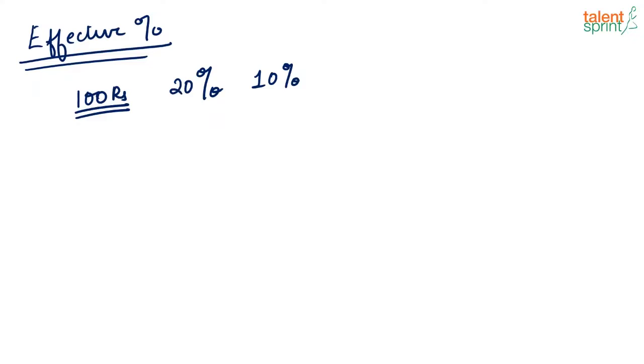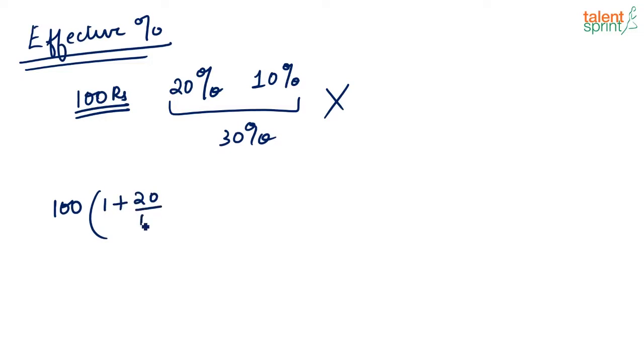So the price of the article first increases by 20%, then by 10%. What is the net increase in the price? In this case, you cannot directly say that the net increase is 20 plus 10, that is 30%. No, that's not how we do it. If the article is 100 rupees, first the price of the article is increasing by 20%, so that is becoming 1 plus 20 by 100. Don't do it like this. I want all of you to directly write this as 1.2.